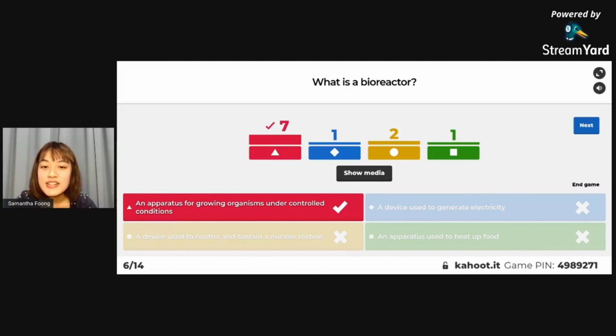So it's correct. A bioreactor is a machine used for growing organisms under controlled conditions. So it's basically a place where you'd put all your petri dishes with the cell culture, and the environment inside the bioreactor should encourage these cells to grow and divide and maybe slowly turn into tissues. So it is not a device used to control a nuclear reaction. That would be a nuclear reactor, and it doesn't heat up your food or generate electricity.